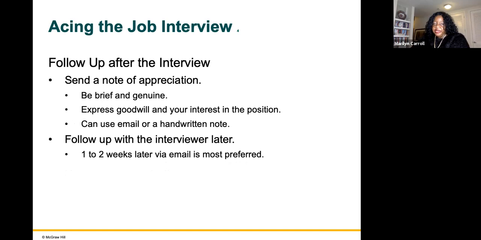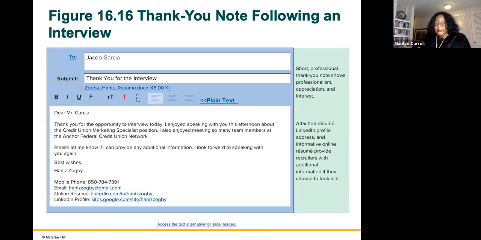Be brief and genuine, express goodwill and your interest in the position, and you can use email or a handwritten note in this particular situation. Follow up with the interviewer one to two weeks later, via email is most preferred. Here's an example of a great thank you note. Take a look at that and take a stab at writing a thank you note yourself. You see how this person left their email, their online resume, and their LinkedIn profile. These are all great assets.